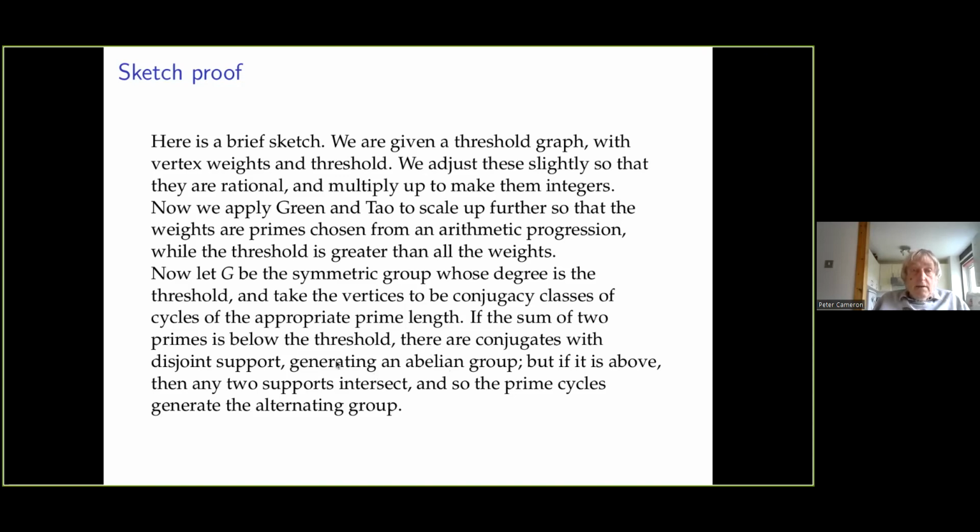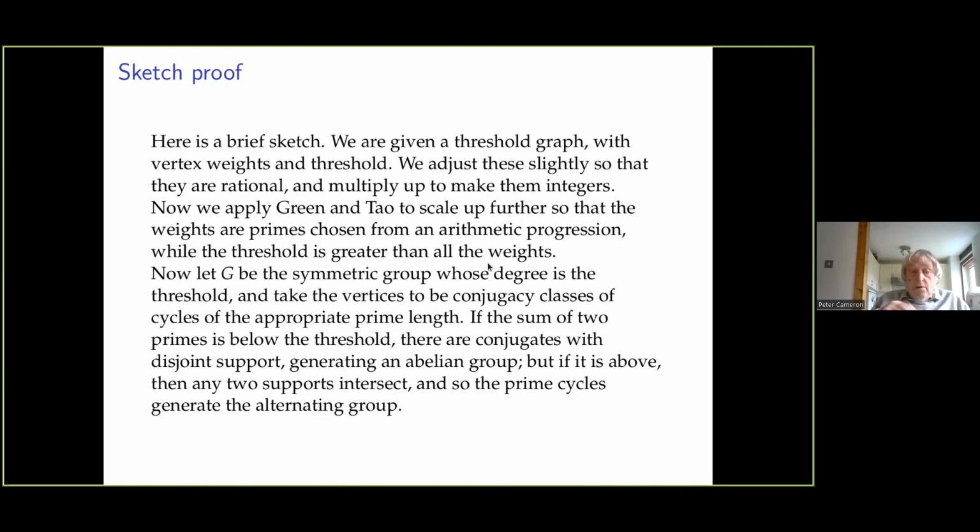So that gives you the complement of the given graph, because if the sum of the weights is below the threshold, then we've got an abelian group. If it's above, we've got an alternating group. So you have to complement the graph before you do this. So anyway, that's a sketch of the proof. And as I say, it's surely not best possible.